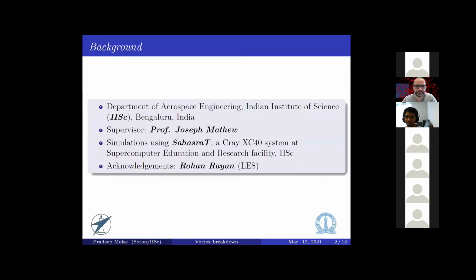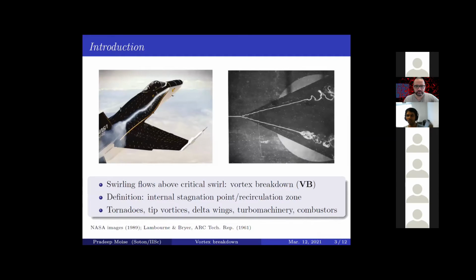As Sylvain mentioned, I'm currently at the University of Southampton, but the results I'll be presenting were carried out as part of my PhD in the Department of Aerospace Engineering at the Indian Institute of Science, Bengaluru, under the supervision of Professor Joseph Matthew. All the simulations were carried out using Sahasrat, a Cray XC40 system at IISc. I would also like to thank Rowan Ryan for help with the LES simulations that I'm going to be discussing. Okay, so an introduction to vortex breakdown.